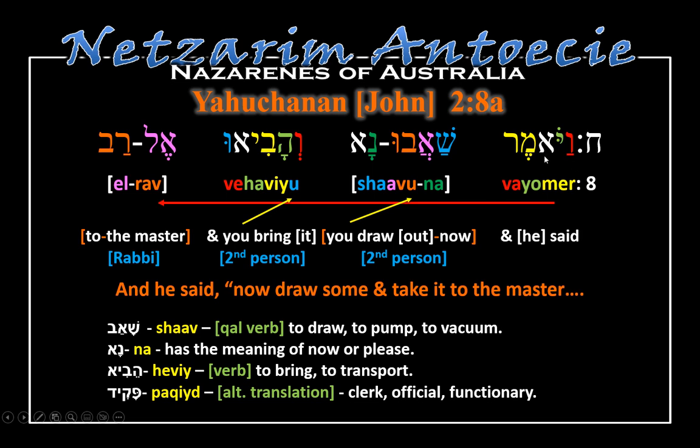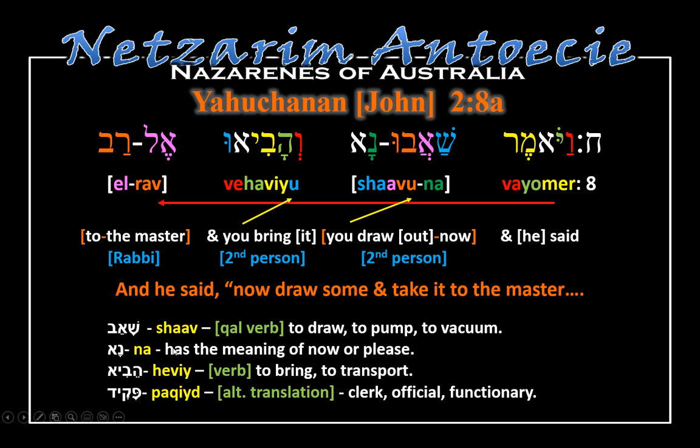And then we have Vav, Yod, Aleph, Mem, Resh, Shin, Aleph, Vayet, Vav, Nun, Aleph, Vav, He, Vayet, Yod, Aleph, Vav, Aleph, Lamed, Resh, Vayet. And we read it. Vayomer, and he said, Sha'avu na, which is you draw out. Again, because he's talking in second person, so you draw.